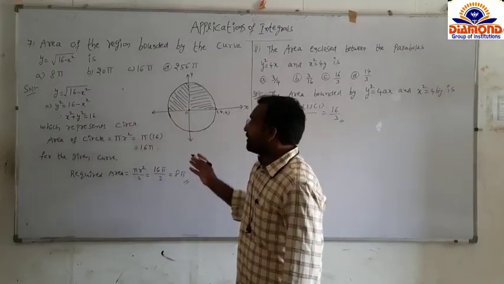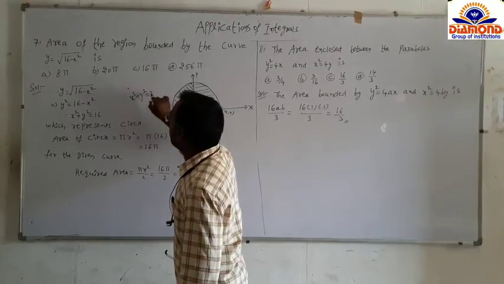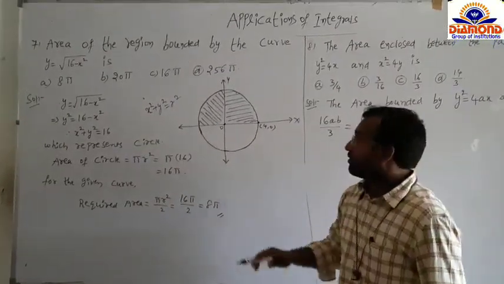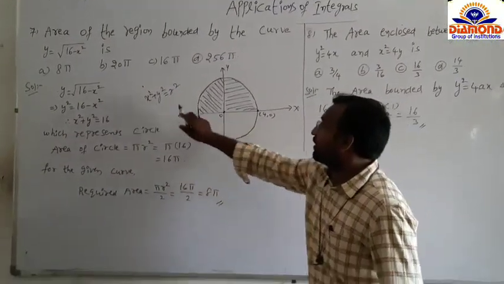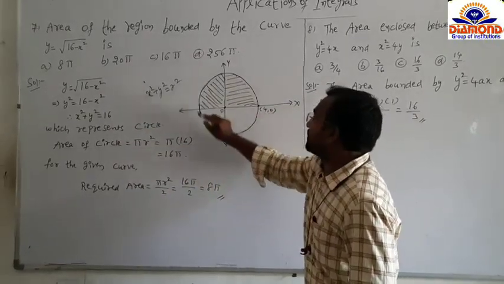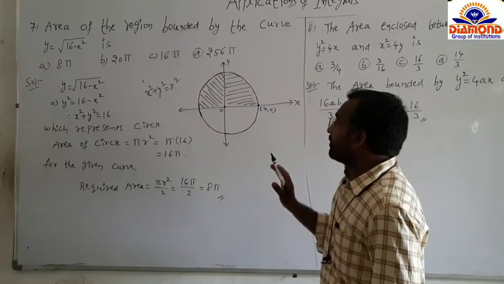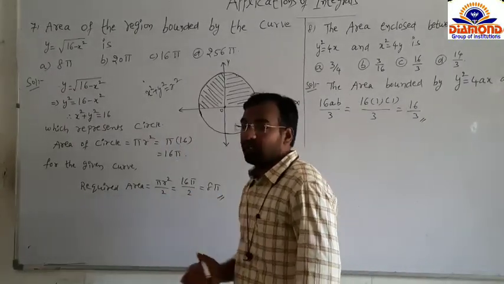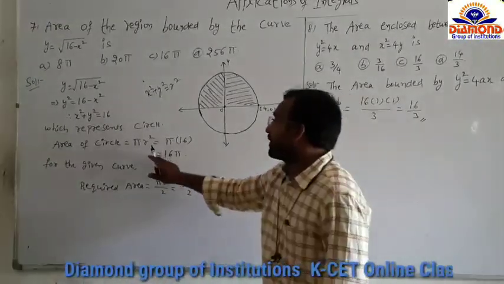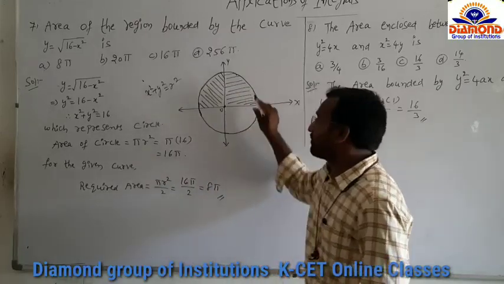Which represents a circle. Circle compared with always x square plus y square equal to r square. So center at origin, radius is r. Here r square equal to 16 means r value 4. Radius is 4. You can draw the circle, center at origin. So here bounded area. Generally, area of the circle is pi r square. So here pi into r square value 16. So that's why total area of the circle is 16 pi.